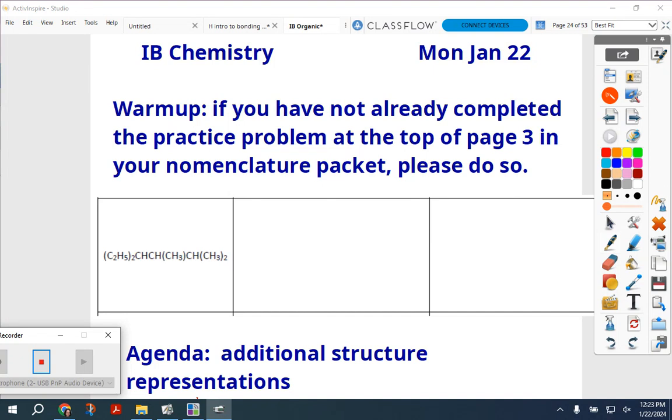Kathy is going to come up and draw the structure, the complete structure, and then I'm going to have Sam come up and give the name.